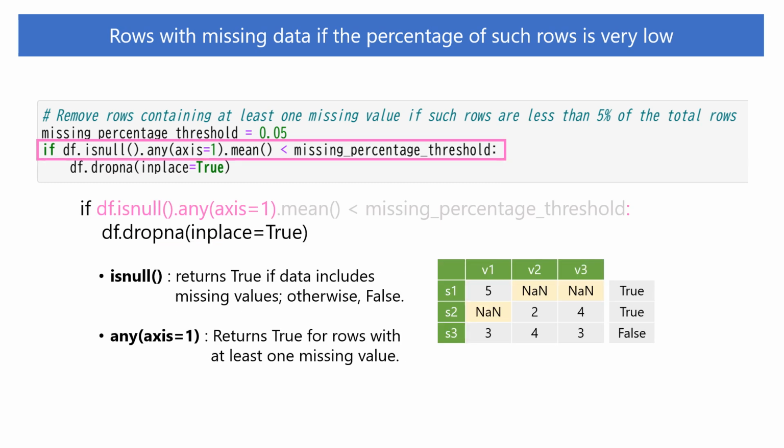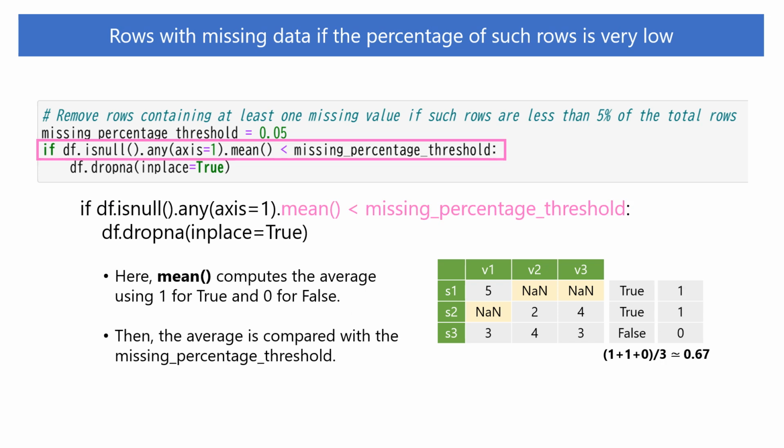Now, let's take a look at the conditions set in the if statement. Let's focus on the part df.isnull().any(axis=1). isnull returns True if data includes missing values, otherwise False. By adding any to isnull, the operation becomes one that returns True for rows or columns that include at least one missing value. Furthermore, by setting axis equals 1 within any, it will return True if the row contains at least one missing value, and otherwise False.